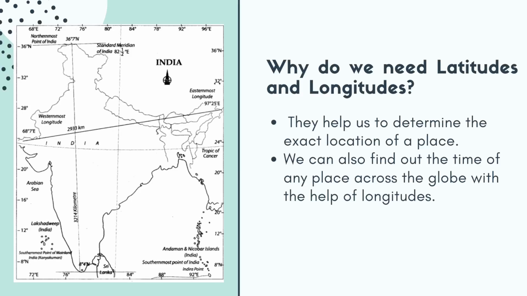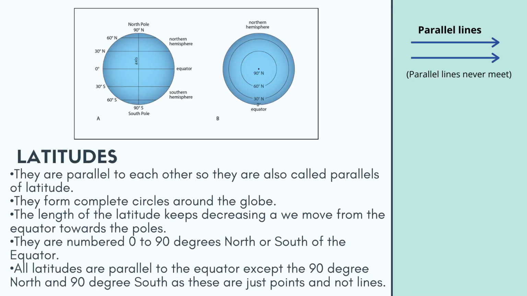So why do we need latitudes and longitudes? These imaginary lines help us to determine the exact location of places across the Earth. With the help of these lines, we can also know the time of any place across the globe. We will now go into an in-depth study of latitudes.